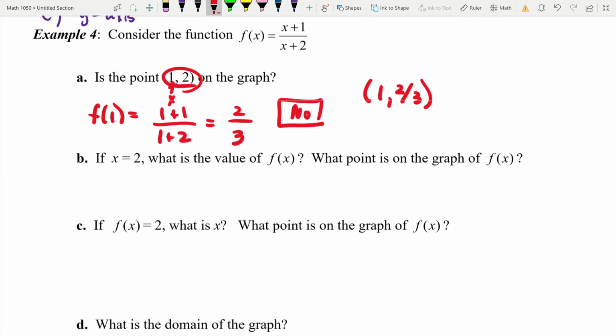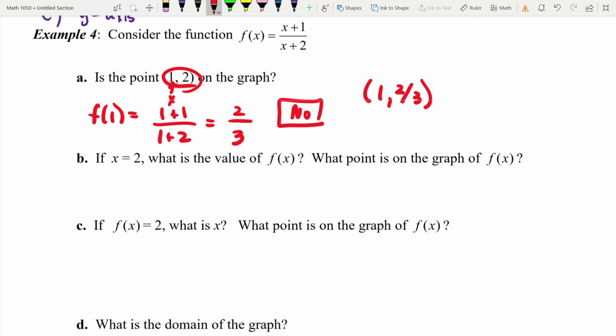There's so much all or nothing. So if you don't read the question, even though you know what you're doing, if you write it wrong, you don't get anything. So you have to read. So look, if x equals 2, what is the value of f of x?